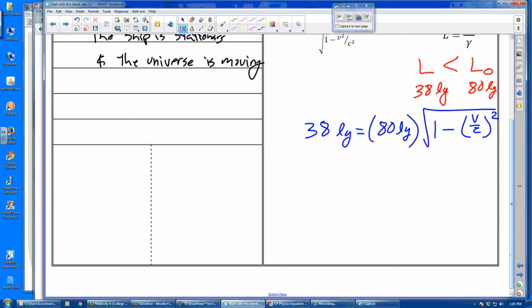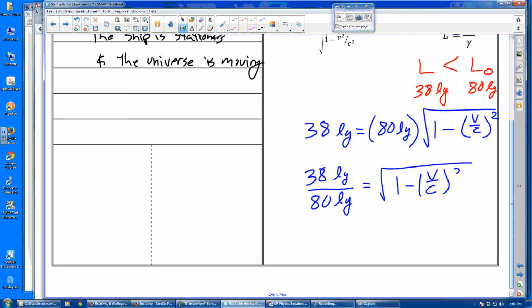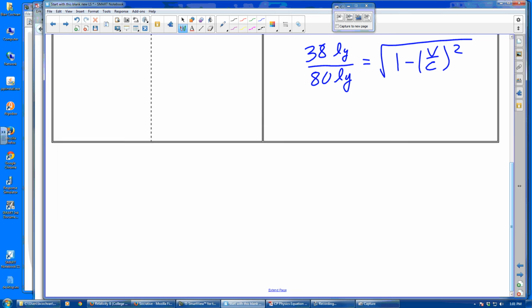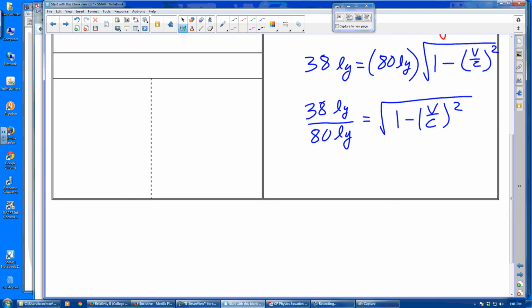You could do that in Wolfram. You could also just do a little algebra, right? 38 light years over 80 light years equals the square root of 1 minus v over c squared. Treat that as a single variable. Do you guys think you can do this algebra, or you want me to continue? Well, I'm just going to do a little bit more algebra and then let you take over.